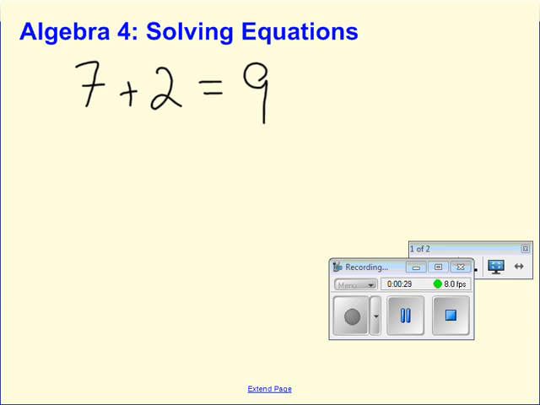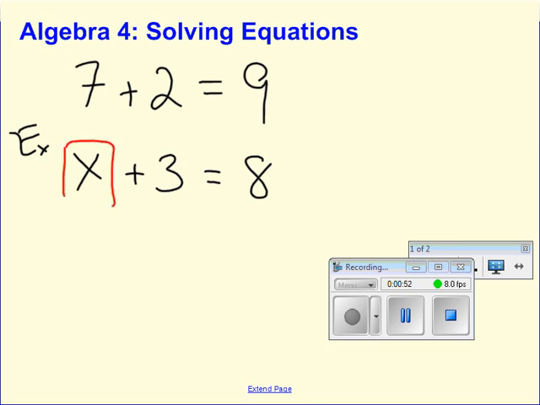Now, more often than not, we have these algebraic expressions where one of the numbers is replaced by a letter. X, for example, plus 3 is equal to 8. More often than not, to make this statement true, we just have to find a number where x is equal to something to make this statement true. So from inspection, I can see that if x were equal to 5, then this statement would be true.